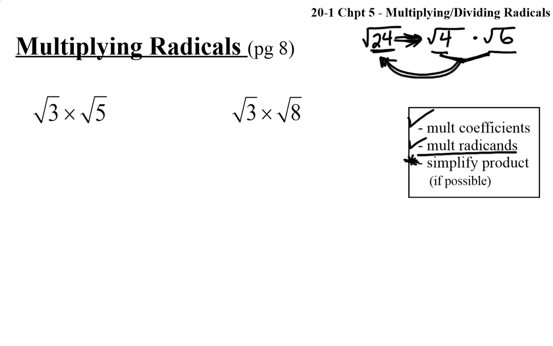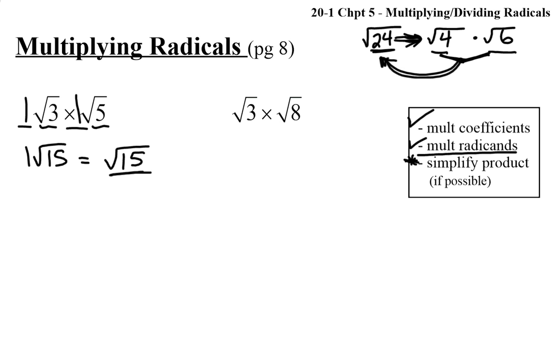Page 8, root 3 times root 5. Coefficients of 1. What do we do? Multiply coefficients, multiply radicands. We get 1 root 15, which is better written as just root 15, since we don't need the coefficient of 1. Can we simplify the radical 15? We can't break it into products or factors that are rootable, so root 15 is our product.